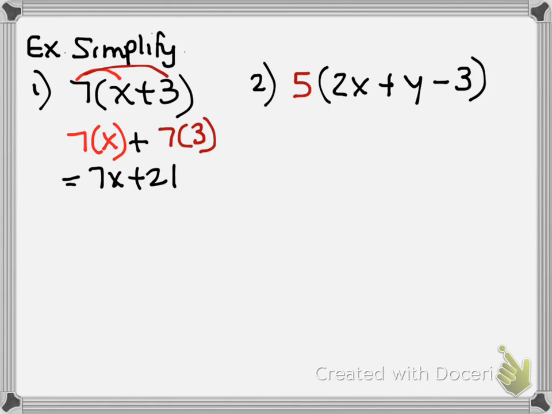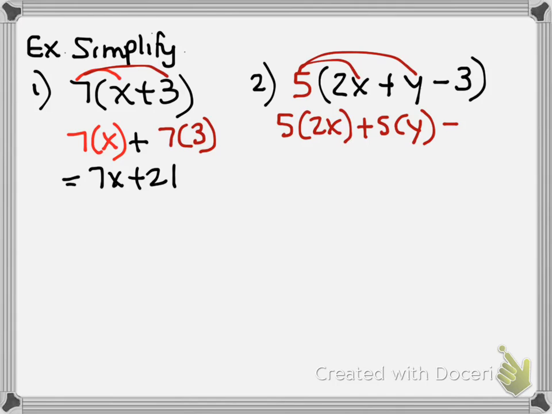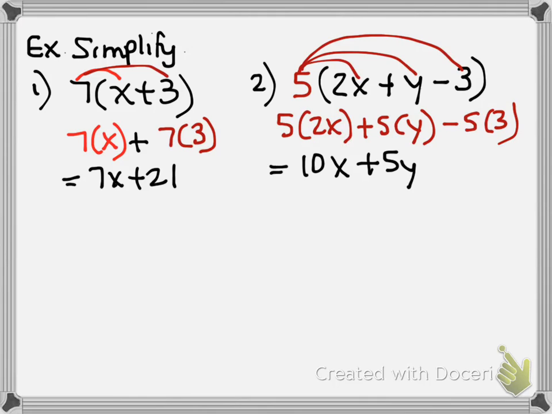So we're going to distribute the 5 to the 2x. And then the operation says plus. And then we're going to distribute the 5 to the y. And then the operation says subtraction. And then we distribute the 5 to the 3. 5 times 2x is 10x. 5 times y is 5y. 5 times 3 is 15.